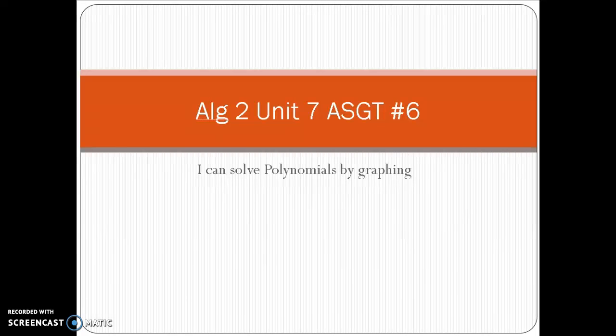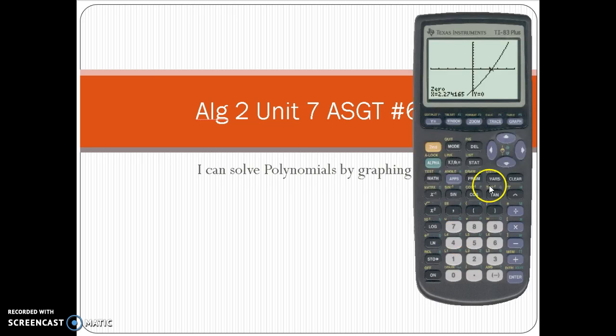So in assignment number 6, we're going to be solving polynomials by graphing. And the good thing is we're going to be solving these by graphing by using our graphing calculator. And so let's just pull our graphing calculators up, and we're going to reset everything.